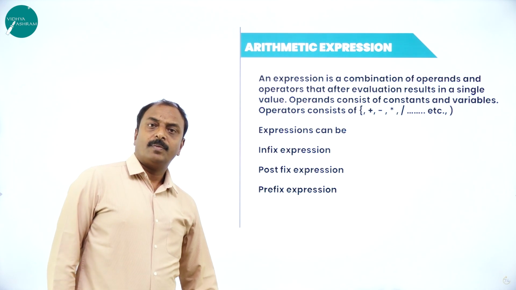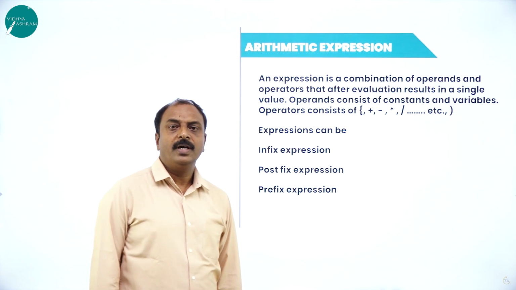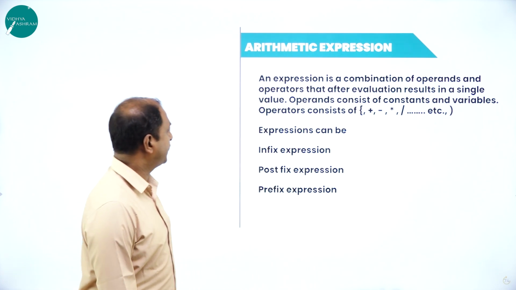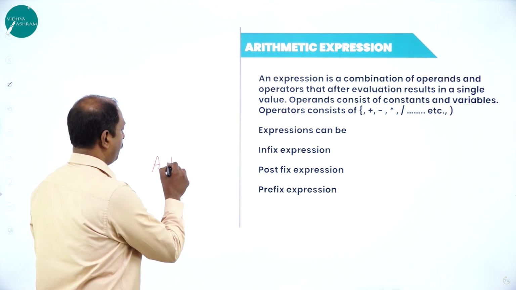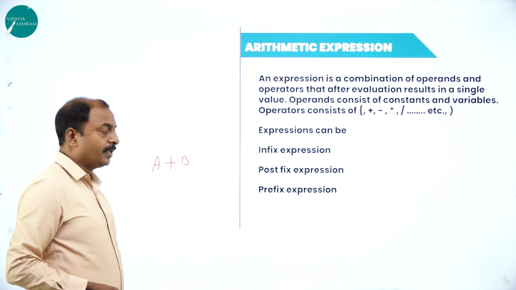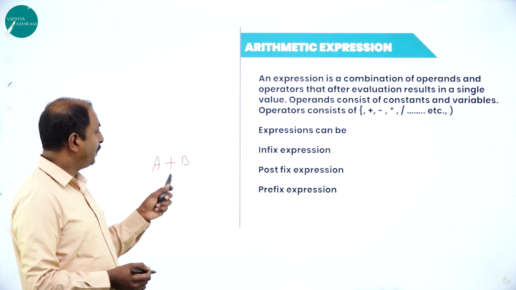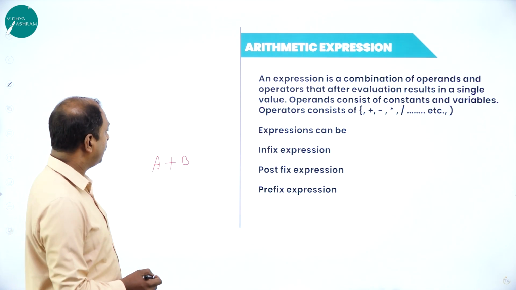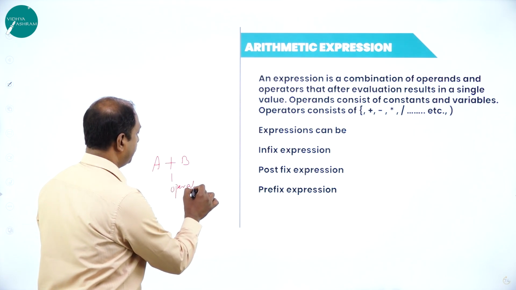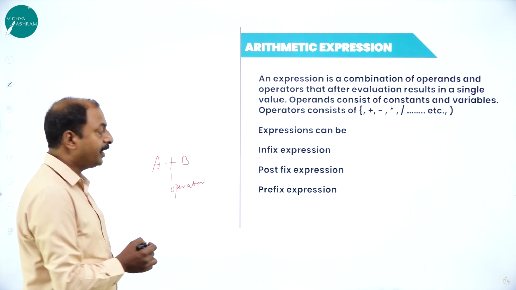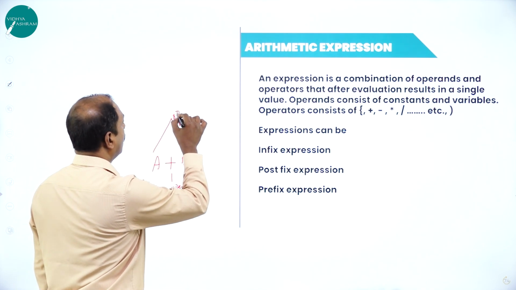Now, if we come across arithmetic expressions in C++, it is a combination of operators plus operands. For example, suppose I write here A plus B. In this example, A is a variable, B is a variable, and plus is an operator. So here, this is an operator, and on either side of the operator are called operands.